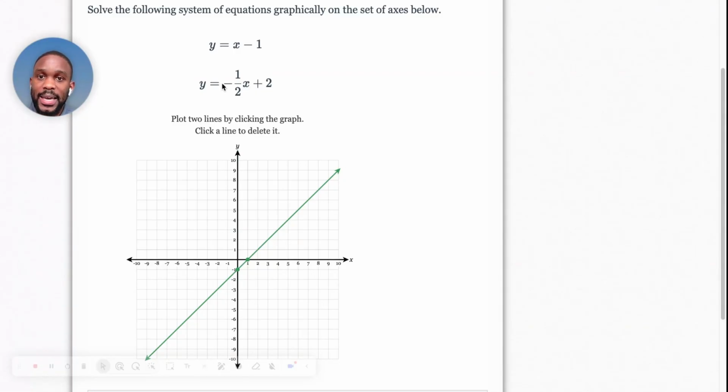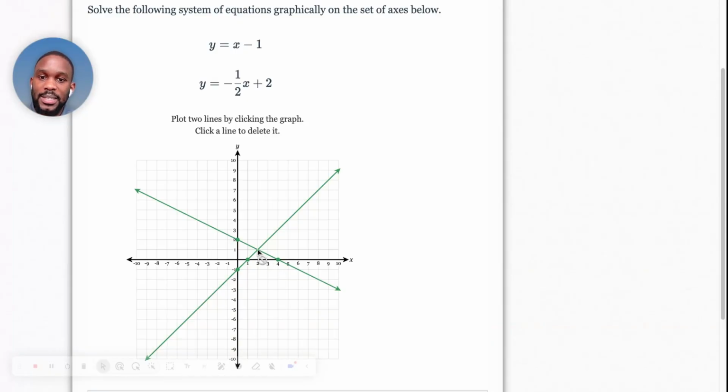I'll look at my second equation. I want to plot it. What happens if x is 0? y will be 2. So 0, 2 is my first point. I plot it. What about if y is 0? If y is 0, x is going to be equal to 4, because the other side of the equation is going to be negative, and negatives are going to cancel, multiply both sides of the equation by 2, you're going to get 4. So 4, 0, right there. So this is my second line.